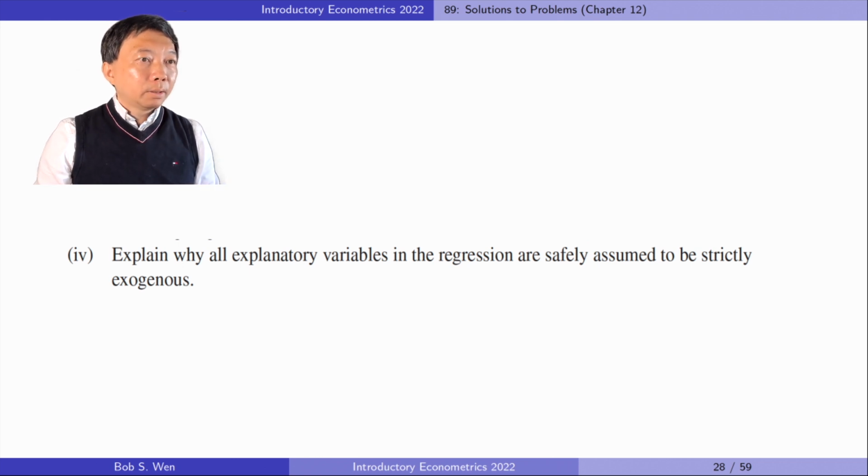Part 4. Explain why all explanatory variables in the regression are safely assumed to be strictly exogenous. The time trend, the daily dummy variables, and the height of the waves are not determined by any factors that affect the fish price. They should be exogenous.